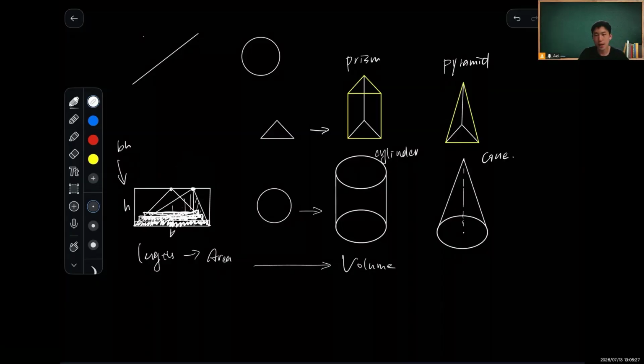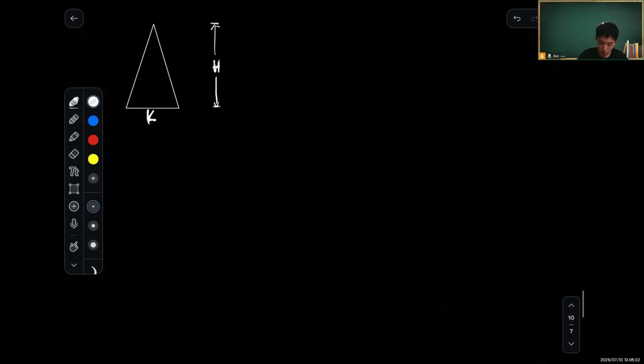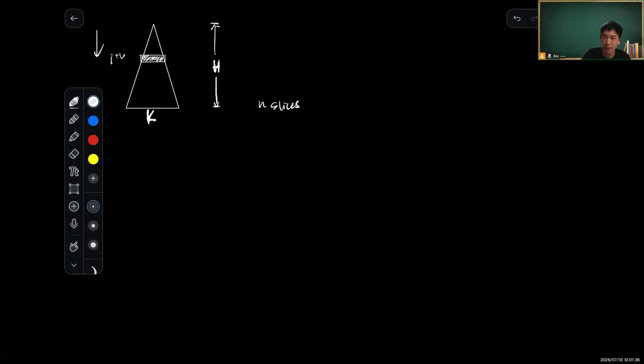So in this case, we can apply the same logic. Suppose we divide the cone into n layers, and let's focus on one of these layers. Suppose this is the ith layer, counting from up to down, and there are n layers total. Actually, let's use slices because we're trying to emphasize that the height is very small. Each slice has the same height, that's denoted as h, and to find the volume of a slice, all we need is the area here. Let's call it small k.